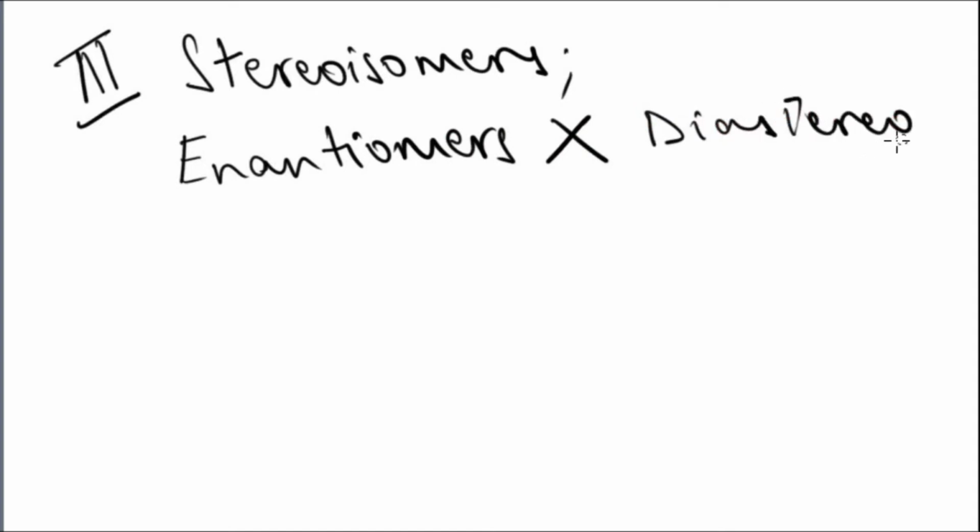Now we'll move on to stereoisomers. We have done this already in the previous video, but I'll speak about it again. In stereoisomers, you have optical isomers as well, and these are enantiomers, which are non-superimposable mirror images, and the opposite of enantiomers is diastereomers, which are superimposable on mirror images. So this is something I've wanted to tell you.